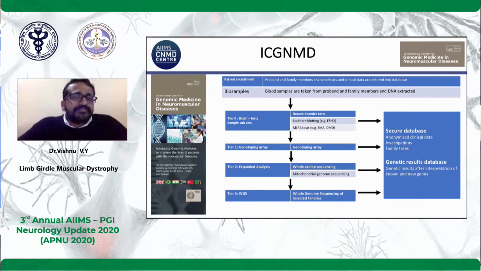One slide about the ICGNMD project. This is an international project involving countries including the UK, Brazil, India, Turkey, South Africa, and Zambia. We are trying to build a trial-ready cohort of patients with inherited neuromuscular disorders, who will have genetic testing done as part of the project without any cost. First we will do tier 0 testing, focusing on Southern blotting or MLPA for SMA or DMD. Then we'll do a genotyping array. If that does not give an answer, we'll do whole exome sequencing. If it's still not found, we'll do whole genome sequencing.